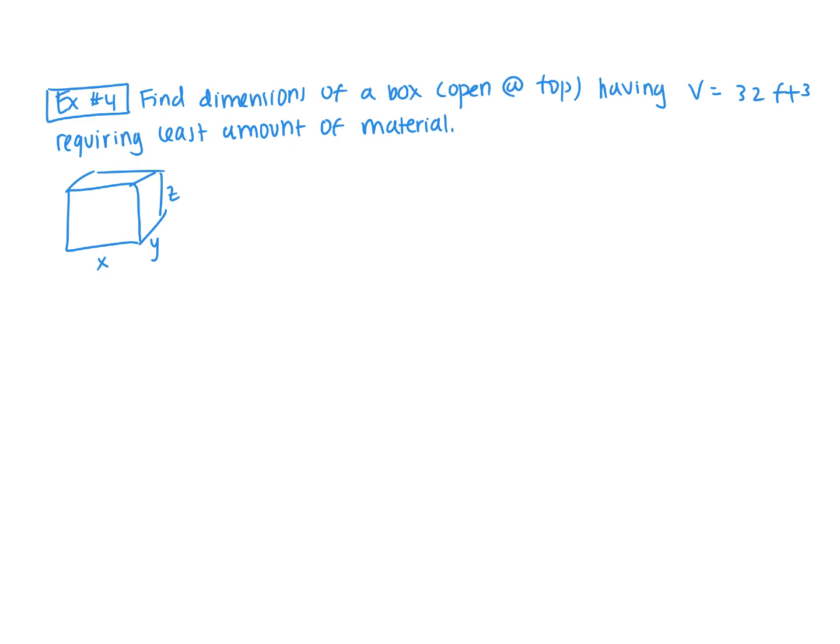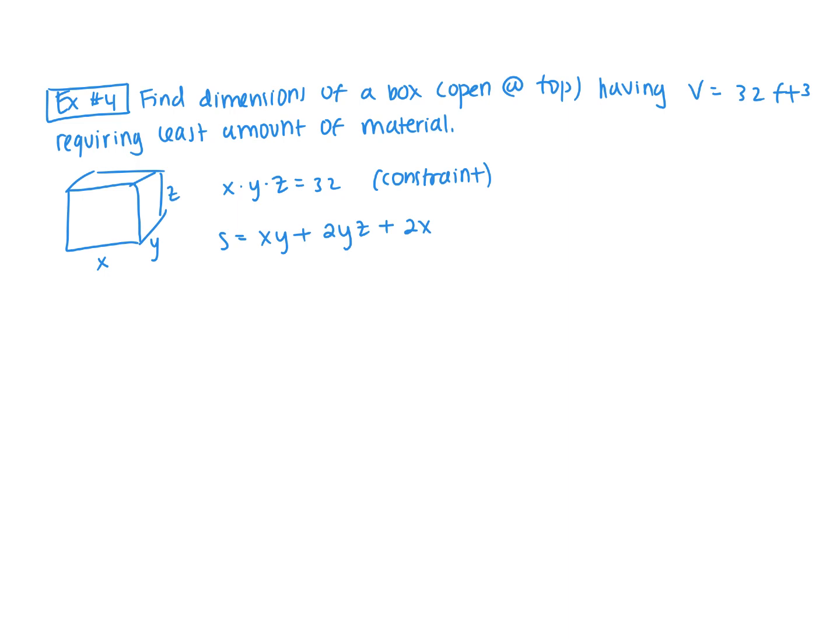If the volume is 32, we know that x times y times z has to be equal to 32. This is what we call a constraint. We also know that we're looking at the amount of material, which is going to be our surface area. So the base of the box is going to need xy material. The side is going to be y times z, but there's two of them, so that's 2yz. The front is going to be x times y, but again, there's two of them, so there's 2xy.